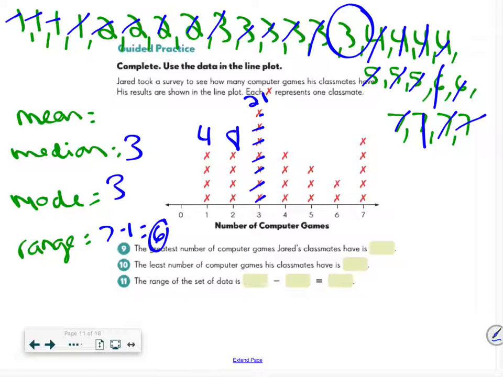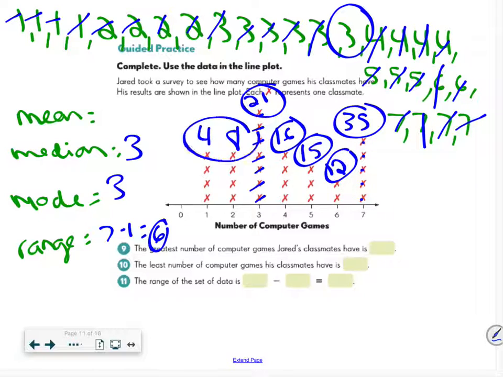If I have 4 kids who have 4, that's 16. 3 kids who have 5, that's 15. 2 kids who have 6, that's 12. 5 kids who have 7, that's 35. Then what I could do to find the mean is add up these numbers in my calculator or on paper, and then I would have to divide.